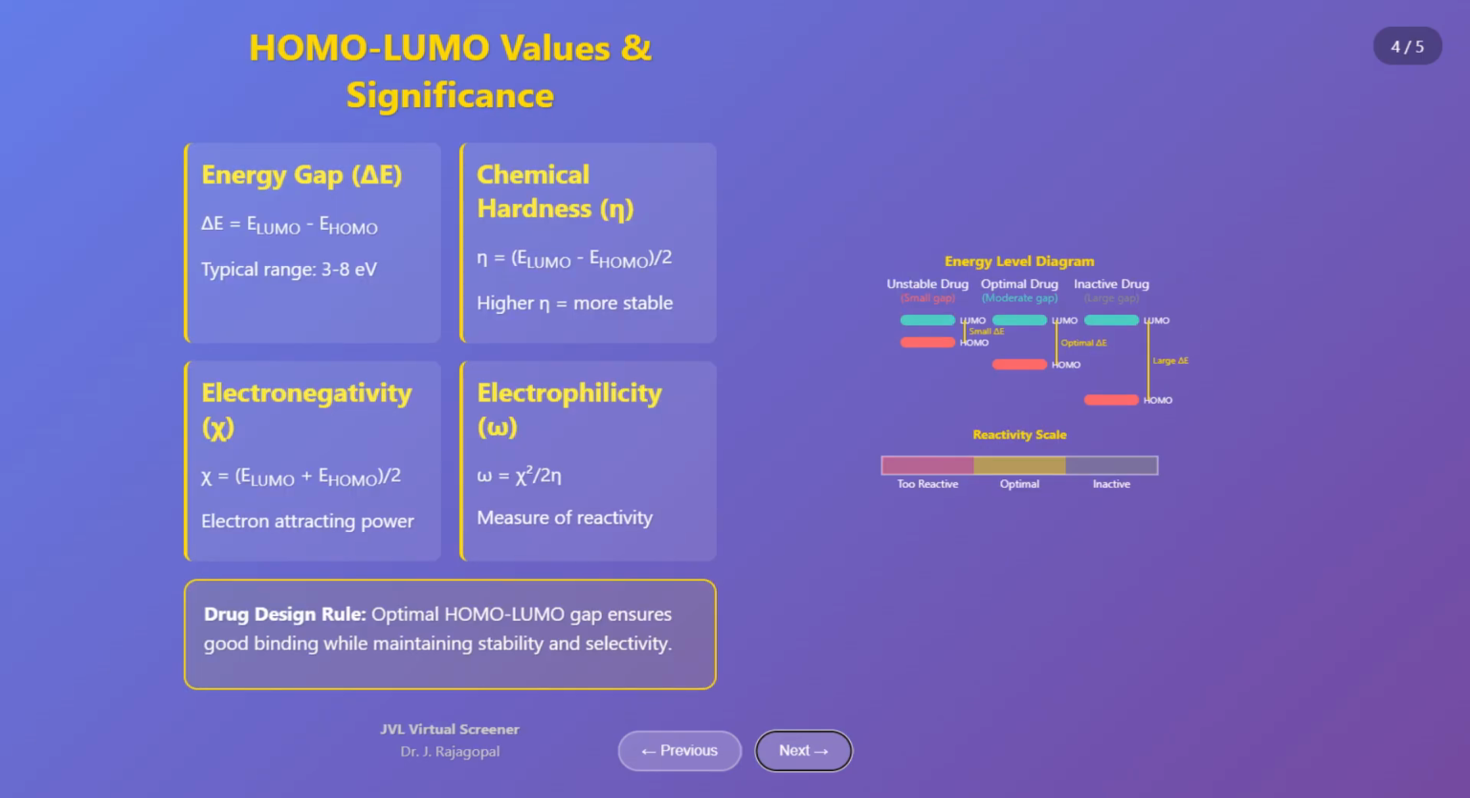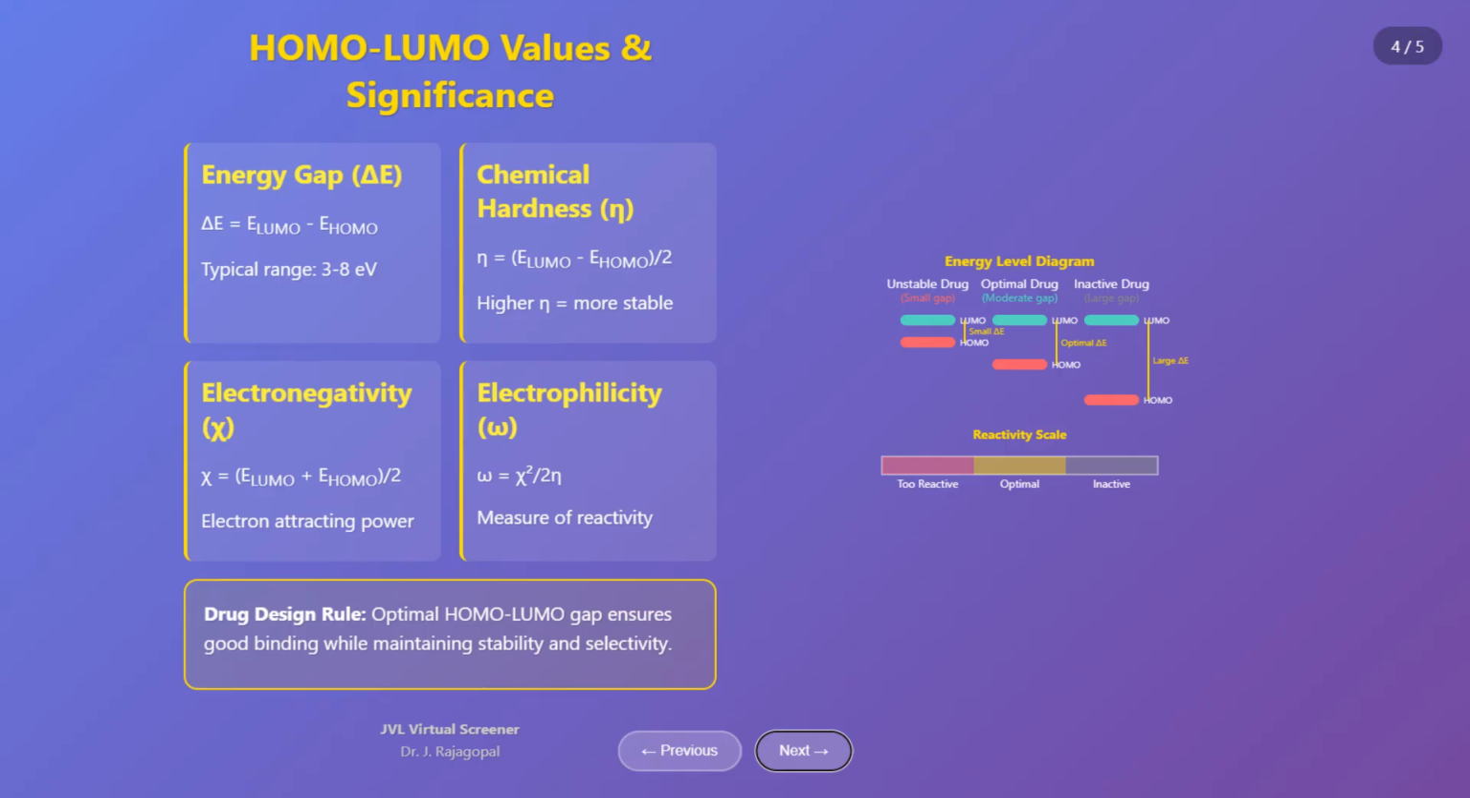Now let's talk about the actual numbers. This is where theory meets practice. There are 4 important parameters we calculate. First, energy gap, written as delta E. This is very simple. Delta E equals E LUMO minus E HOMO. Typical range is 3 to 8 electron volts.